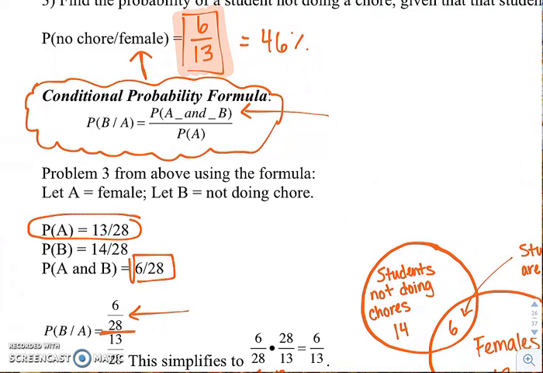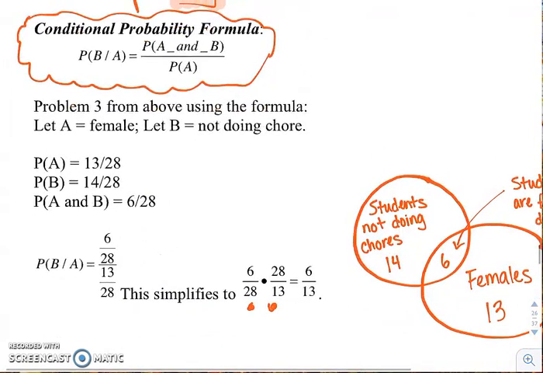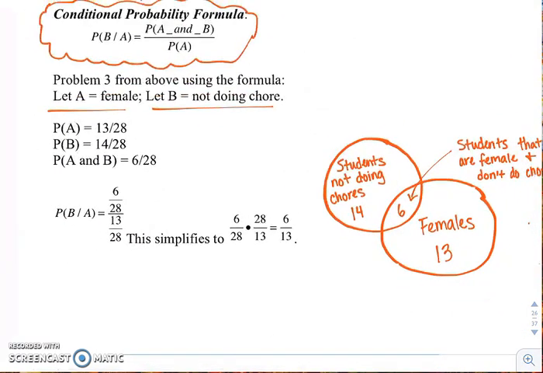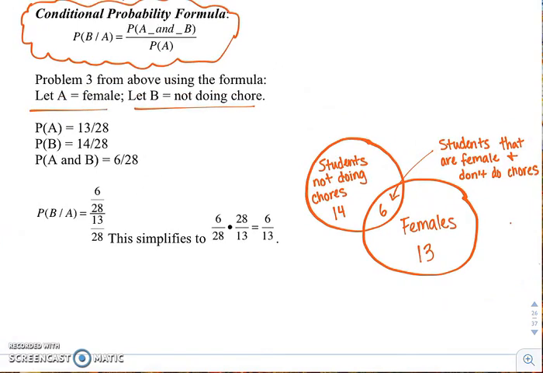So what I like to do is just kind of look at it as a Venn diagram. So if I created two Venn diagrams for our females and for people not doing chores, those are our two events. The first Venn diagram here is for students not doing chores. So that was the 14 students that don't do a chore at night. My other circle are the females. There are 14 females. Or not 14, 13 females.